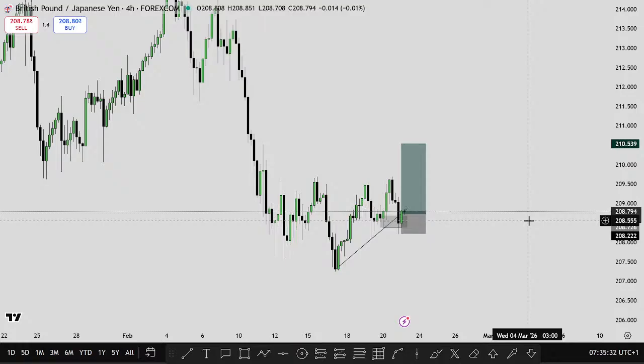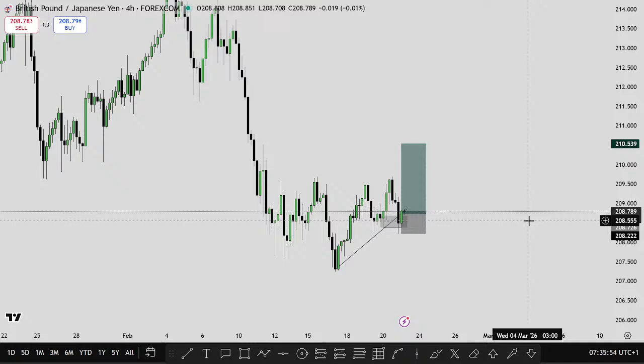Okay, so I want to take the trade on my account now, GBP JPY. So if I buy now, if we hit stop loss, we obviously are going to change the bias to a sell. Entry is at 208.794, which is current market price.